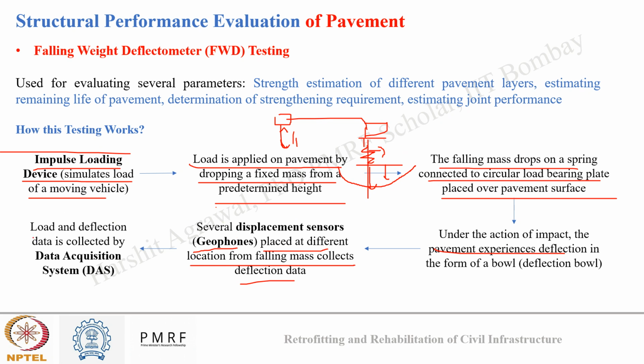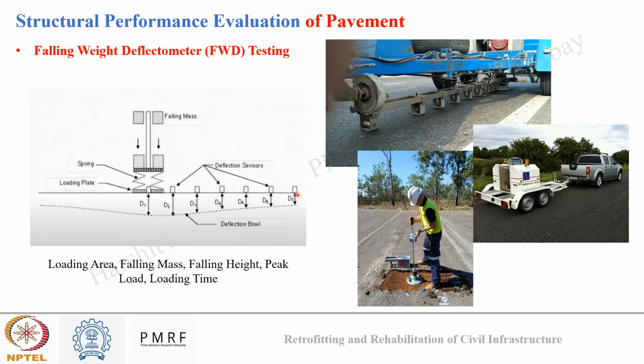The load and the deflection data are collected by a data acquisition system, which is used later on to analyze the strength of the pavement. The same can be visualized in the figure. Here, we have to define the loading area, falling mass, falling height, peak load, and the loading time. Based on these and the geophones that are placed at different locations, we will measure the deflection that occurred in the pavement due to the falling mass.